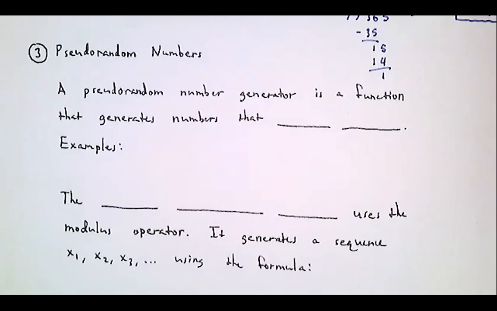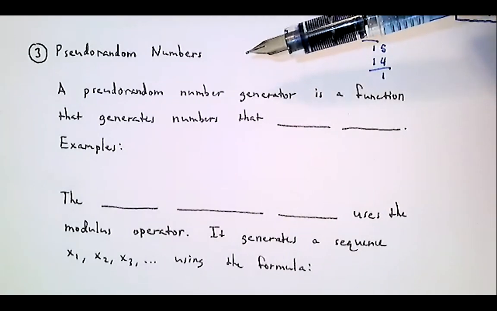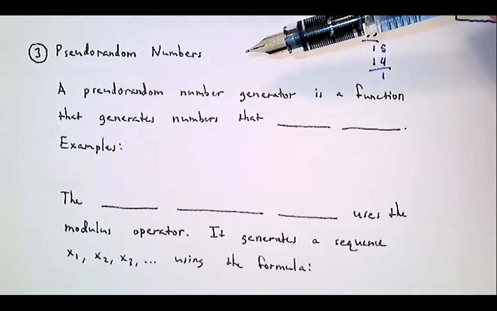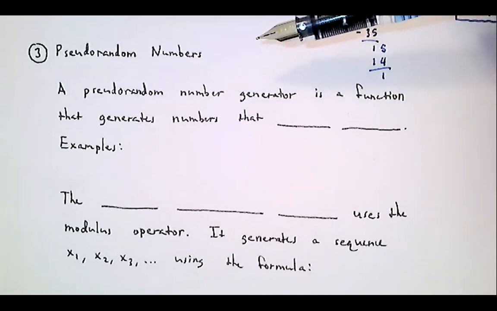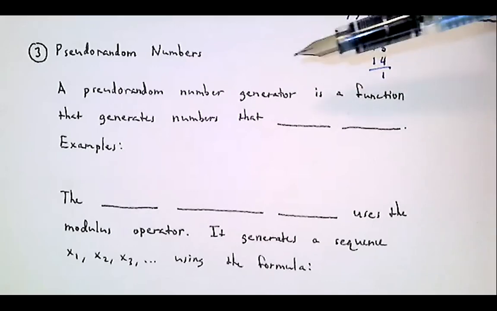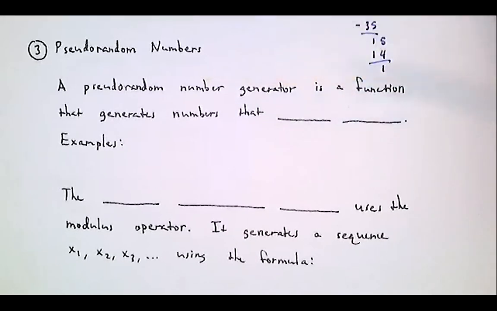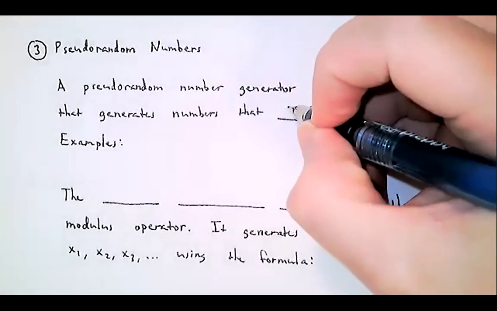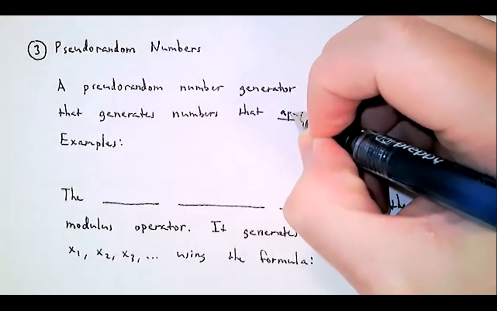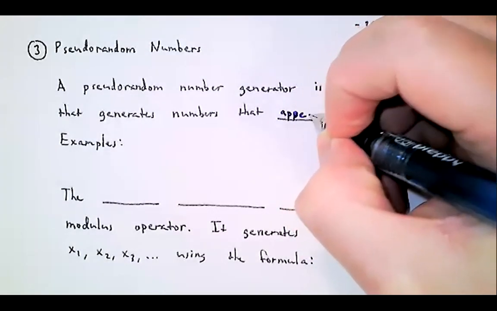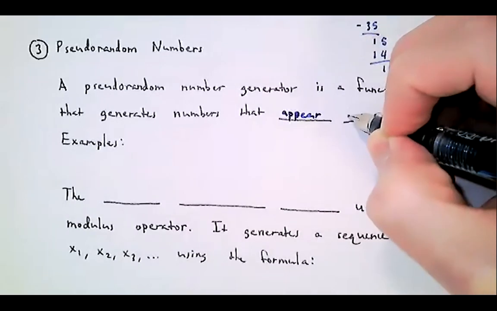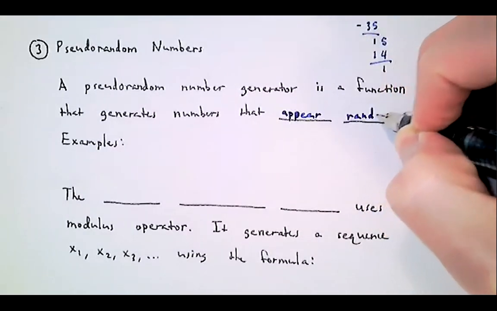So instead, what we have to do with just a classical computer, a typical computer, is something called a pseudo-random number generator. And these are functions that generate numbers that appear random. Even though they're not actually random, they're random enough in appearance to suit our purpose.